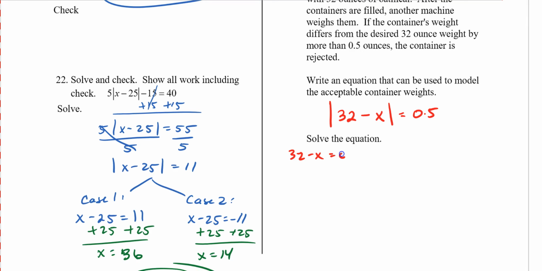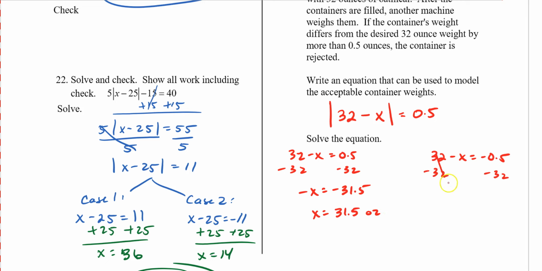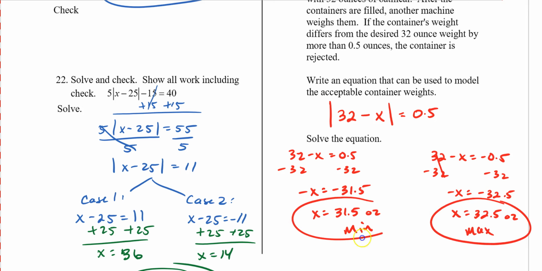Solve the equation. 32 minus x equals 0.5. 32 minus x equals negative 0.5. Solve this by subtracting the 32. Negative x equals negative 31.5. So x is 31.5 ounces. And on the other side, subtract the 32. Negative x equals negative 32.5. So x equals 32.5 ounces. This is going to be our minimum. This is going to be our maximum. And that is it for the review of Unit 1.